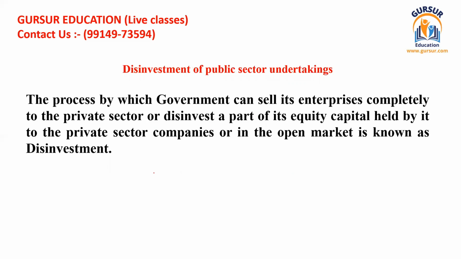I simply mean to say that whenever the government wishes to sell some of its ownership, like public entities or public companies, to private hands, then this is known as the process of disinvestment. It is the process by which the government can sell its enterprises completely to the private sector, or disinvest a part of the equity capital held by it to the private sector. This is known as disinvestment, and it's all about that.